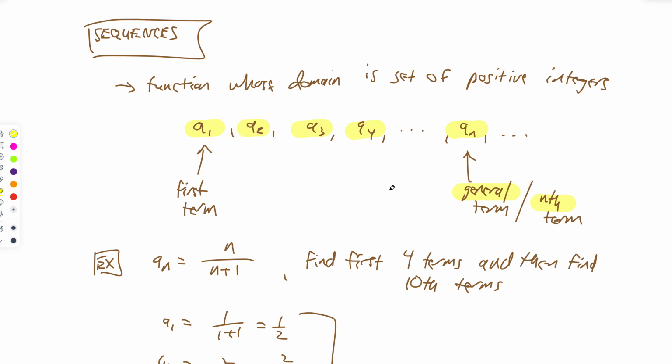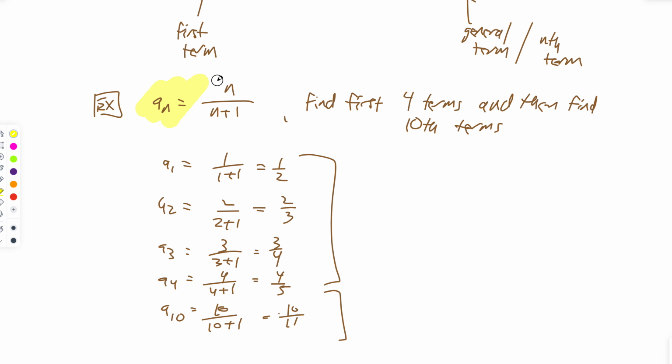Okay, as we go through this, we can give an example. Let's say the nth term, the general term, is a sub n equals n over n plus 1. This is the pattern that we will use to create any term that we want in our sequence. The question asks us to find the first four terms, and then we want to find the 10th term. So we want to find a sub 1, a sub 2, a sub 3, a sub 4, and then a sub 10. What I've done down here is plug in n is 1, n is 2, n is 3, n is 4, and n is 10 into my top formula.